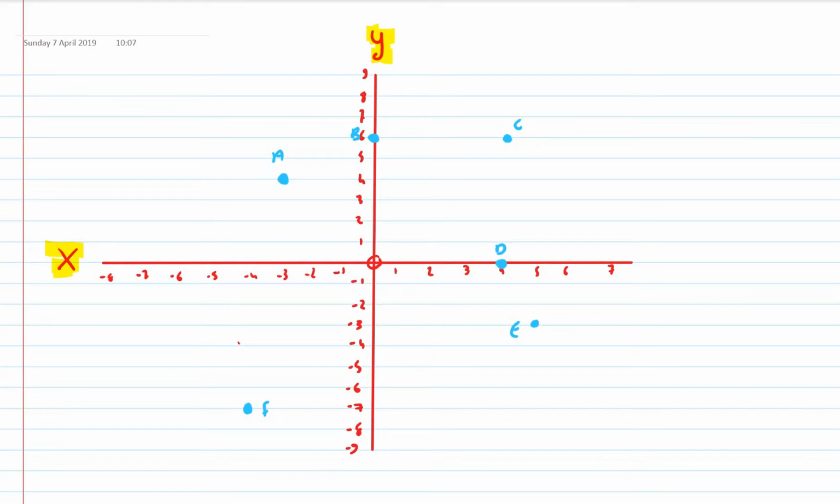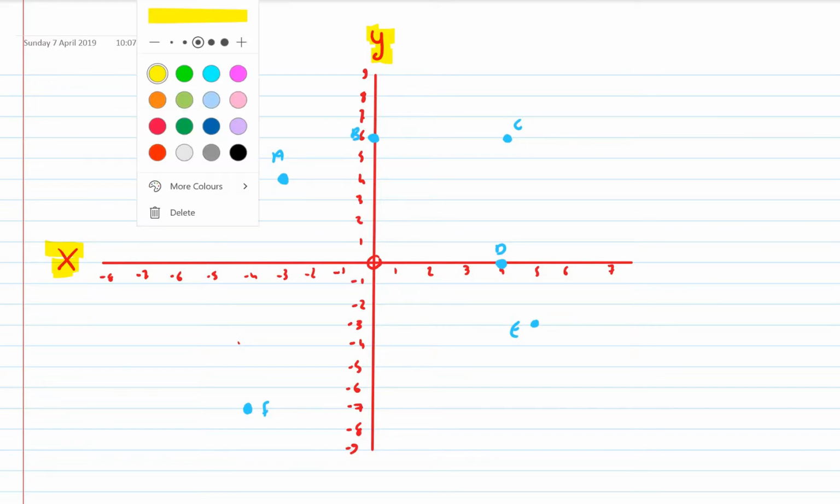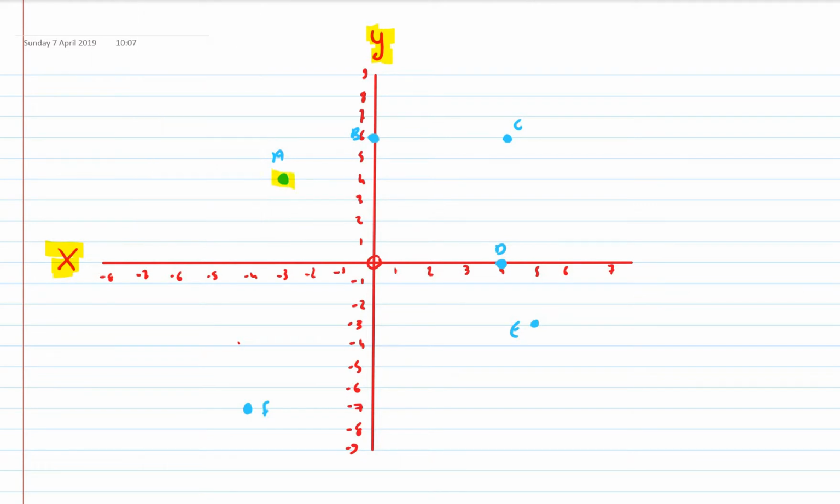So I'm going to read these coordinates off this plane. The first one I'm going to read is this A coordinate. So we go to the x-axis, we look and we see it's at -3. We go to the y and we see it's at 4. So this A is at -3, 4. So the x number comes first.